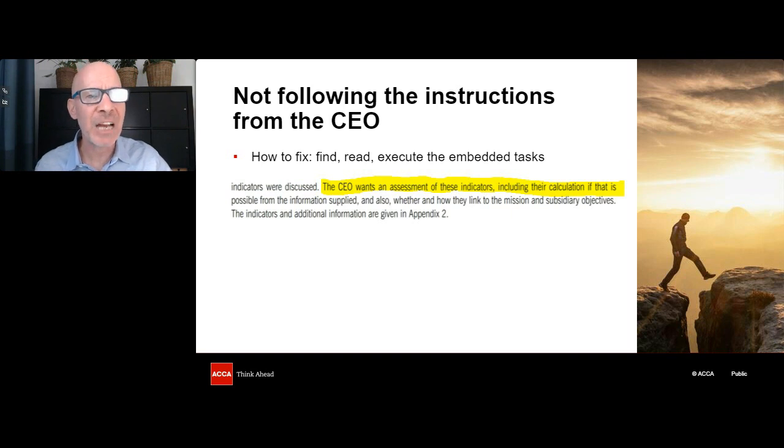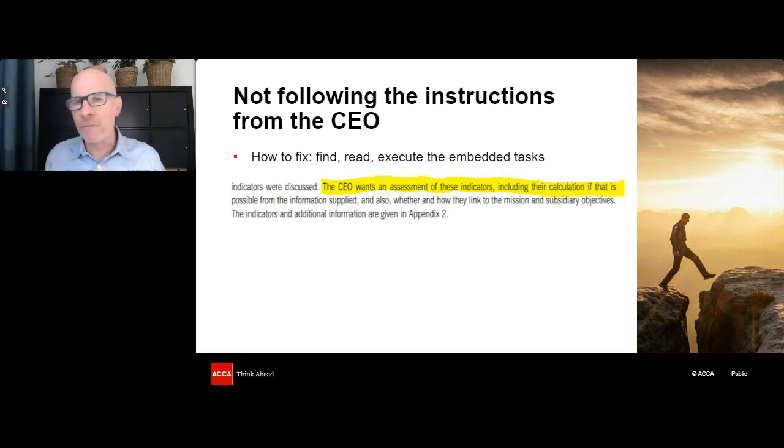Guys, is that crystal clear? Find, read, execute what the CEO is asking from you. If you do that, you're going to also scoop up more professional marks. If they want an assessment of something, that means they want you to also describe the counterpoints. If you describe the counterpoints, you might be earning the skepticism marks. You'll be earning the A and E marks. If you are linking well to the scenario, if you are giving valuable advice, that's going to start linking to the business acumen marks.